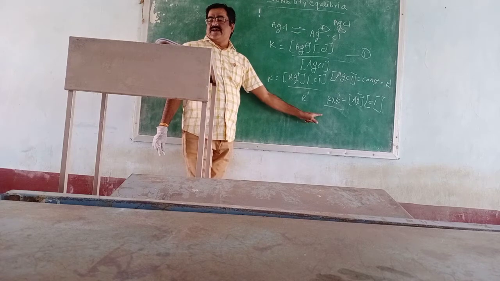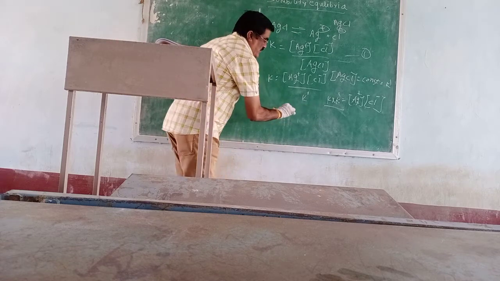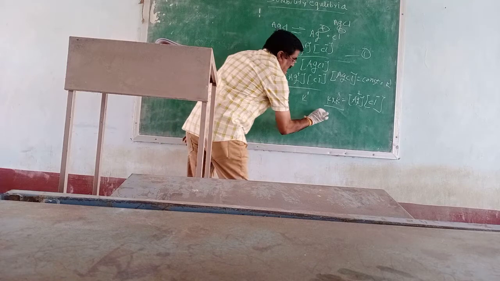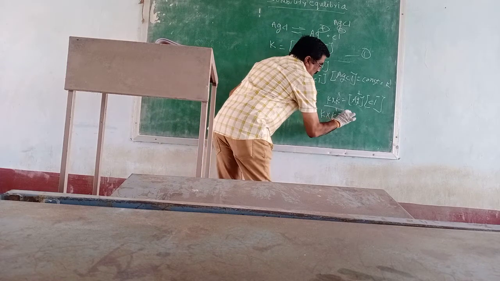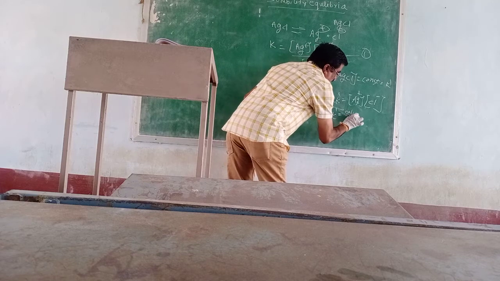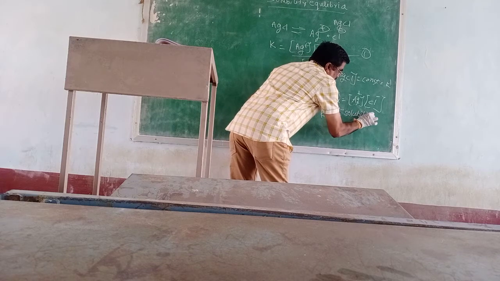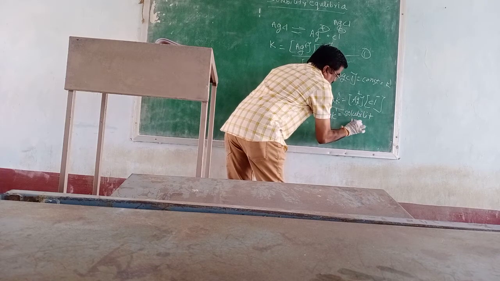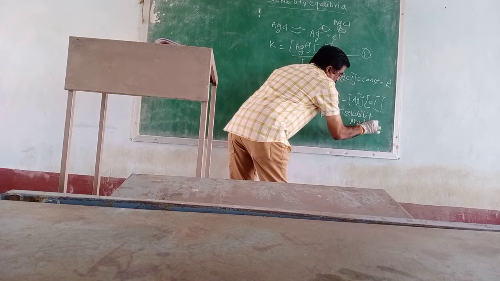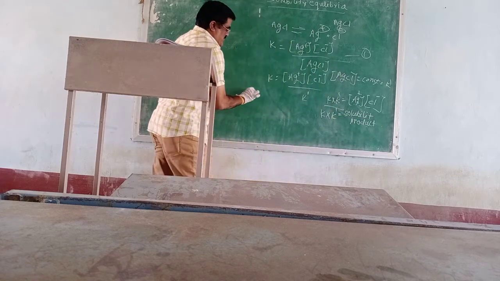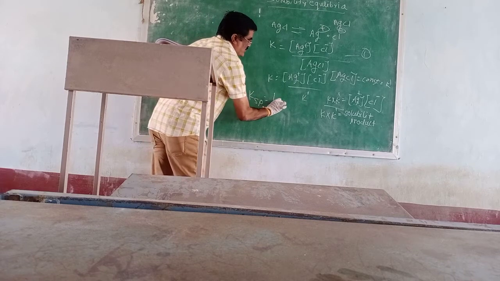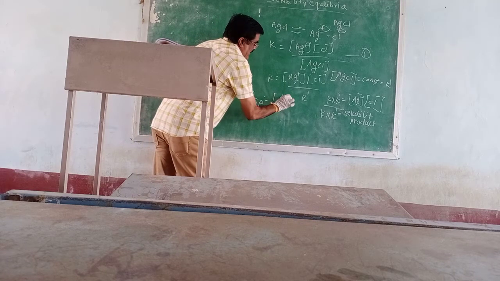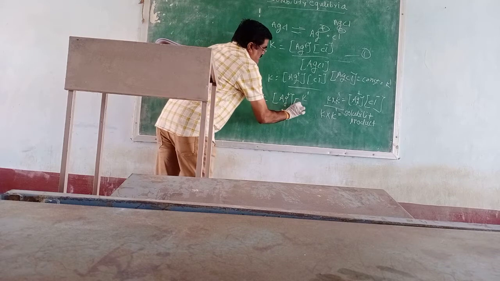Where K into K dash is another constant which is called the solubility product. That K into K dash is equal to the solubility product, and this solubility product is denoted by Ksp, equal to the molar concentration of Ag plus into Cl minus.